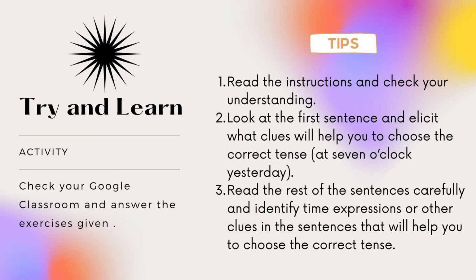It's time to do the activity. Head over to your Google Classroom and check the exercises. Answer all the exercises given. Here are the tips. Read the instructions and check your understanding. Look at the first sentence to get a clue which will help you to choose the correct tense. For example, at 7 o'clock yesterday. Read the rest of the sentences carefully and identify time expressions or other clues in the sentences that will help you to choose the correct tense.